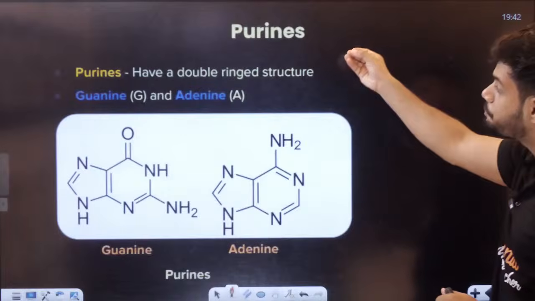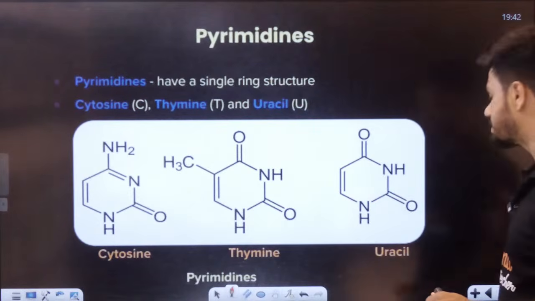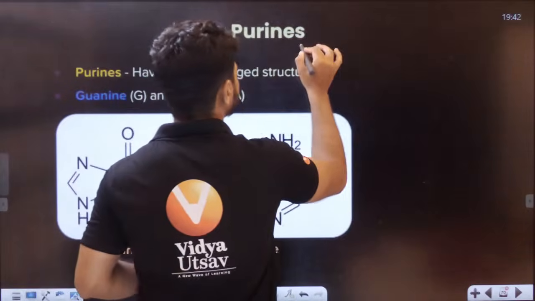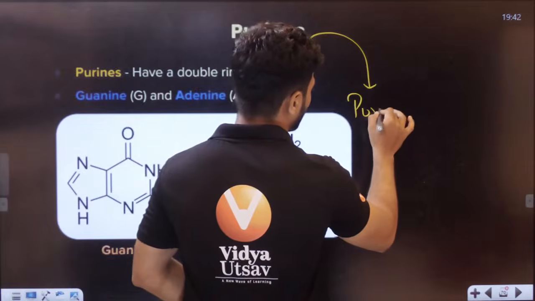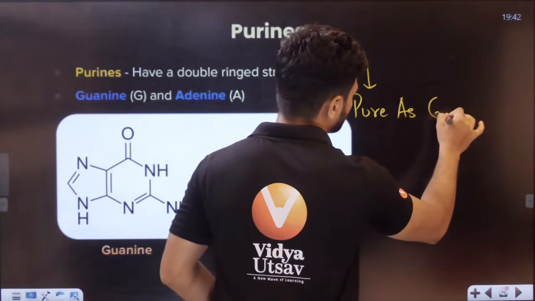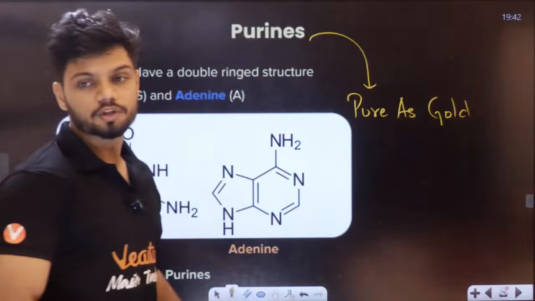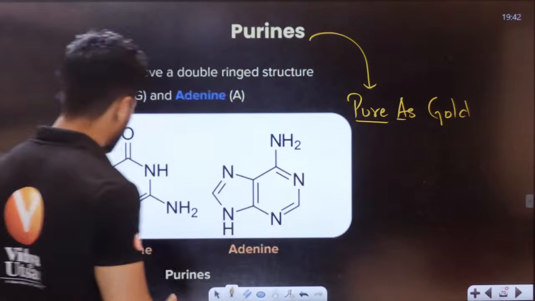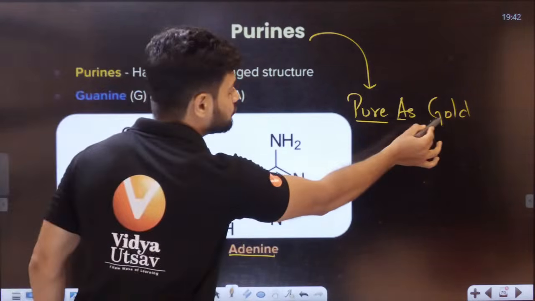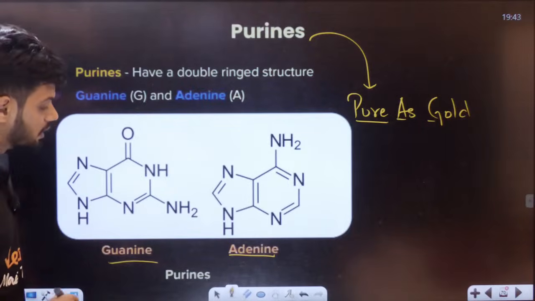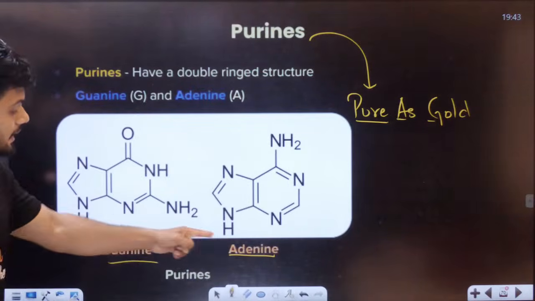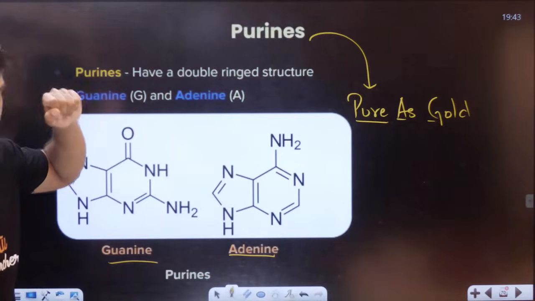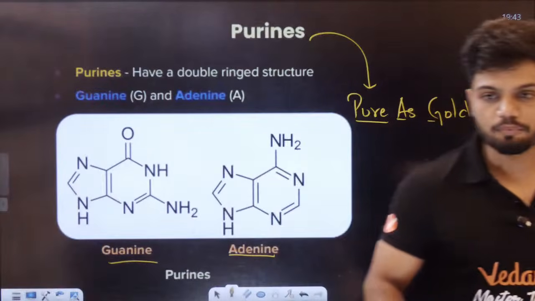So we have something called purines and something called pyrimidines. Now here there is a small trick, students. The trick is: pure as gold. Pure as gold, that is purines. A for adenine, G for guanine. So adenine and guanine are purines. Two of them are purines here.